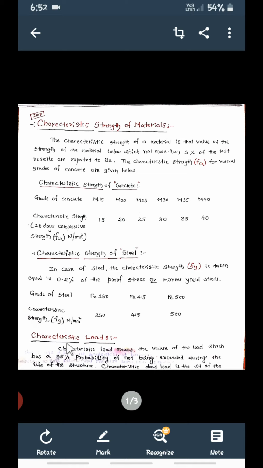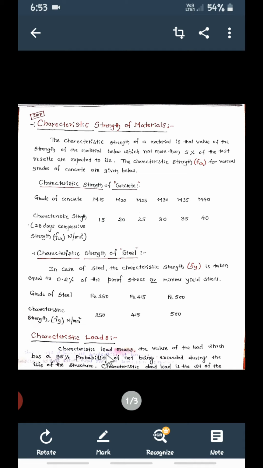So similarly we should know what the characteristic loads are. What do you mean by characteristic load? Characteristic load means the value of the load which has a 95% probability of not being exceeded during the life of the structure. Here, see, this is important. It is the load which has a 95% probability of not being exceeded during the life of the structure.